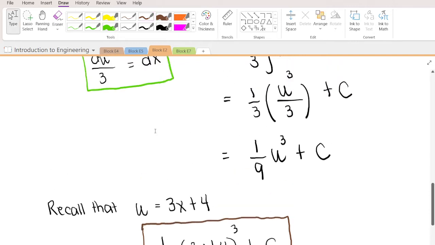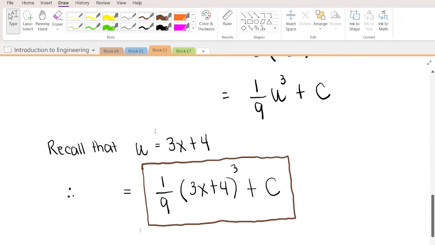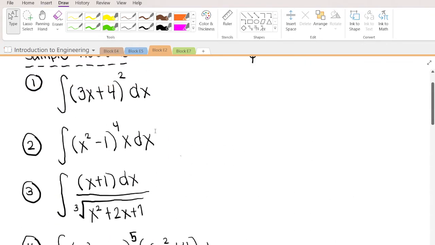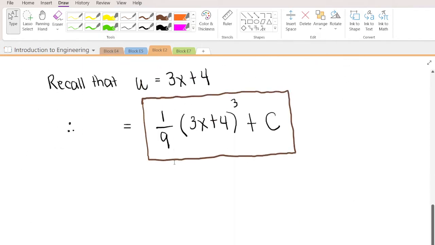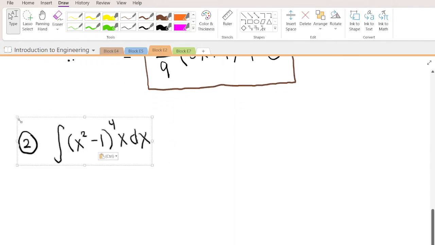Okay, so that's it for item number 1. Okay, so let's go to item number 2. I will just copy this one here. So for item number 2, we have to evaluate the integral of x squared minus 1 to the power of 4 multiplied to x with respect to x.